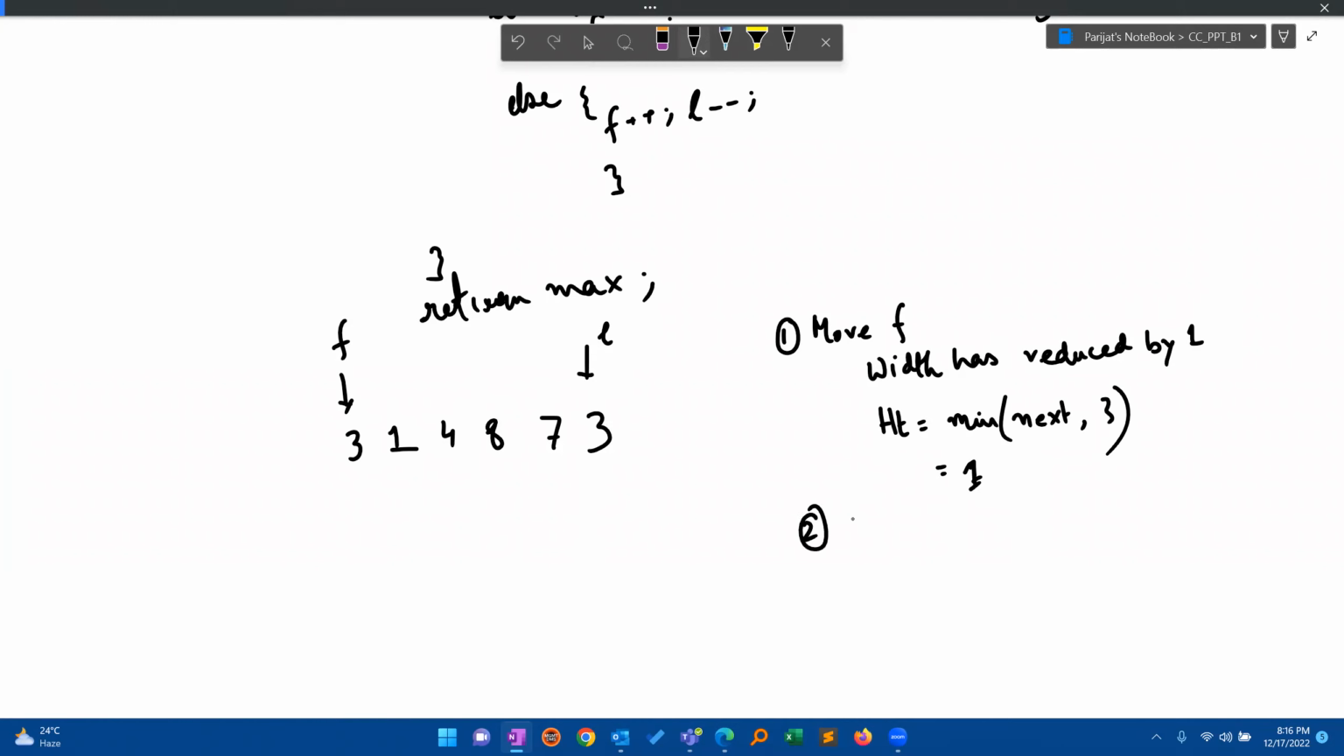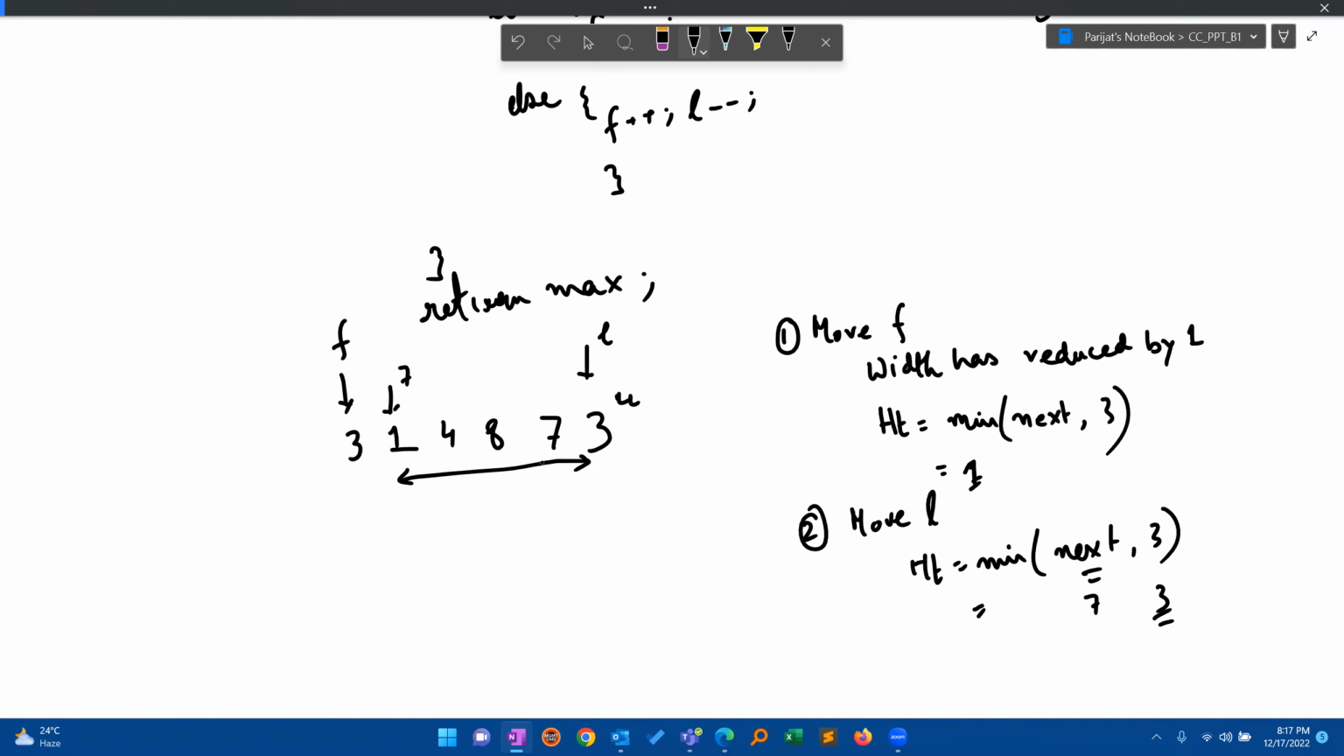But in the other case, and that's why I kept the array like this, say if I had moved second or moved last, then again the width had reduced by 1, but the height would have been min of next and 3. Here next is a greater number, say 7, so the height would have been 3. So height can either be 3 or lesser than 3. It cannot be greater than 3 because one side of it is bottlenecked by 3. So your height would remain 3 and your width would reduce, so your answer has to reduce.